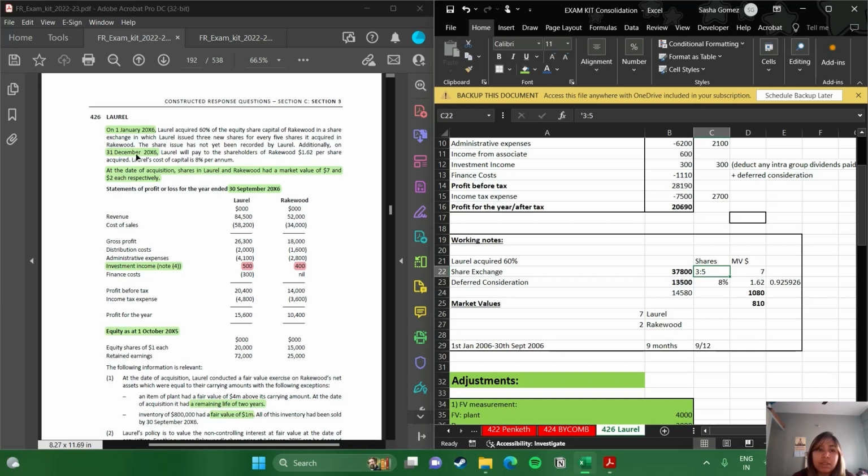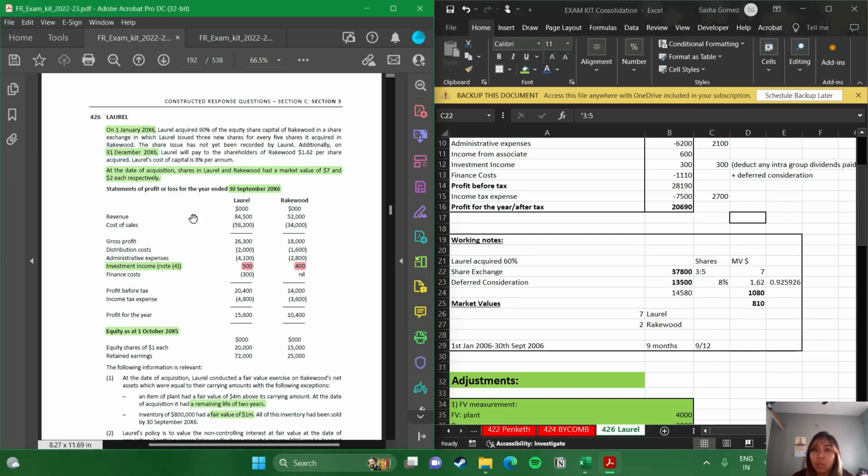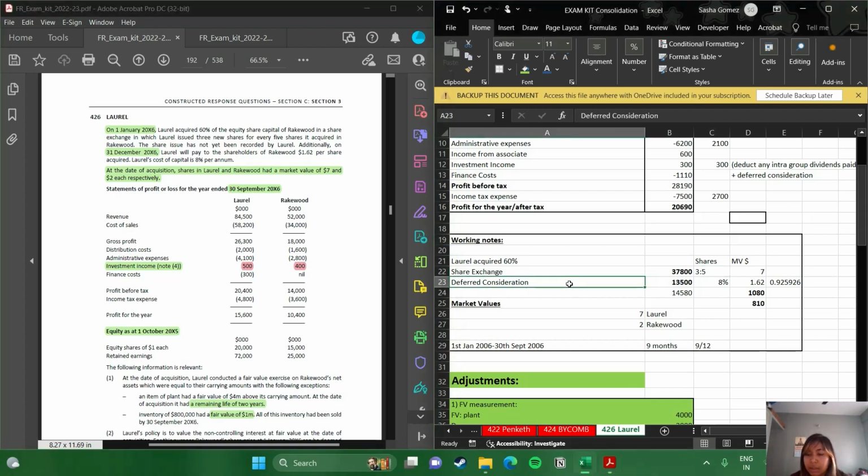Additionally, on 31st December 2006, that is 1 year later, Laurel will pay to the shareholders of Rakewood 1.62 per share acquired. So that's a deferred consideration since it's happening 1 year later. And Laurel's cost of capital is 8% per annum. So you just put down deferred consideration, ignore the shares thing. So I put 8%, which is the cost of capital, and the market value of the share.